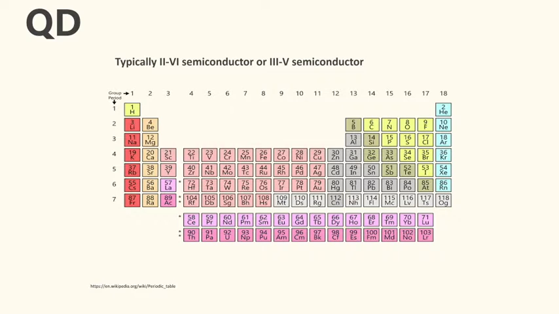So here we have a periodic table. The quantum dots are generally made of II-VI semiconductors such as zinc oxide, or III-V semiconductors like gallium arsenide.